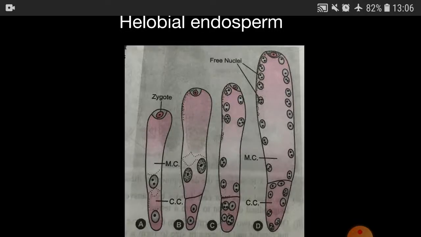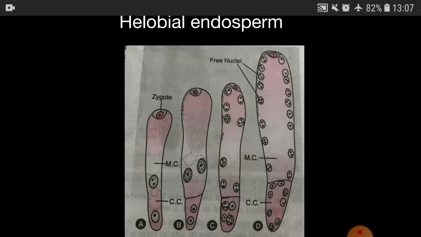Generally, the chalazal cell does not divide further and functions as haustorium. Nucleus of the large micropylar cell divides by repeated free nuclear divisions, and further development takes place in the same way as the nuclear endosperm. Helobial type of endosperm development is prevalent in monocotyledons. Is it clear now?